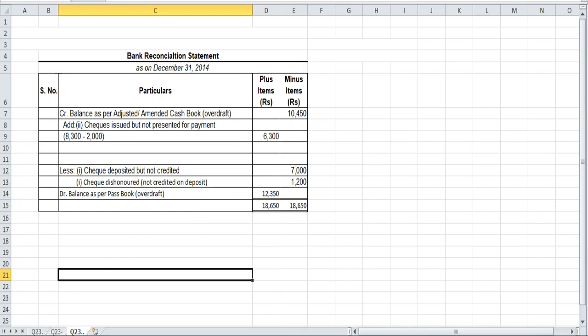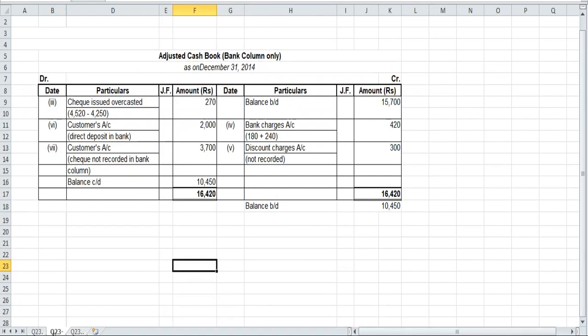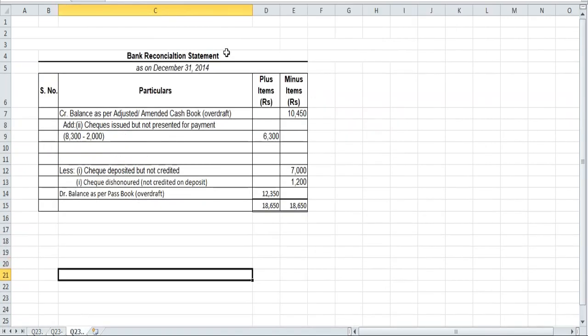We have learned how to prepare the adjusted or amended cash book when there is any error in the bank, or if we have entered in the bank but not entered in the cash book. In the bank reconciliation, since we are starting with the cash book, anything we have entered in the cash book but not entered in the passbook, that difference, that mistake we are reconciling in this statement. Please go through this.